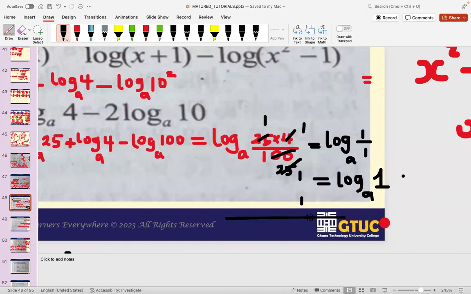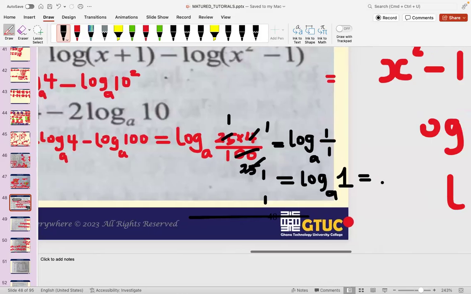If you remember the laws I gave you, I told you that the log of 1 is always 0, irrespective of the base. Once you get log 1, it means that the answer is 0. So our final answer is 0 because we are having log 1. You can press it on your calculator. Just press log 1 on your calculator. It will give you automatic 0. Log 1 is always 0.